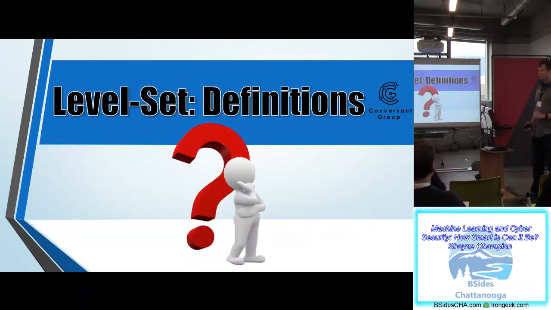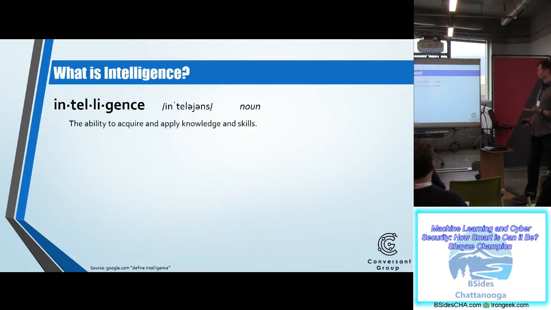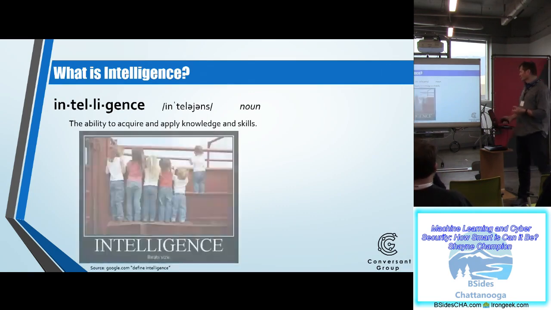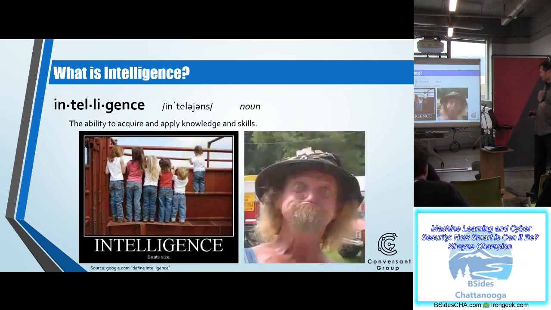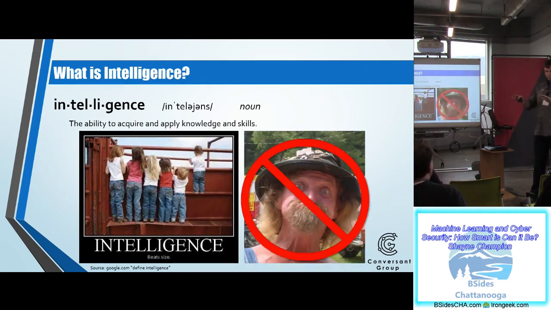So, level setting with some definitions. And we'll start with intelligence. That's the ability to both acquire and apply something that you've learned. Pretty straightforward. Great example, here you've got a little kid, shortest, but he's doing the smartest thing that they can see. That is intelligence. This is not intelligence. So, any questions before we move on any further?